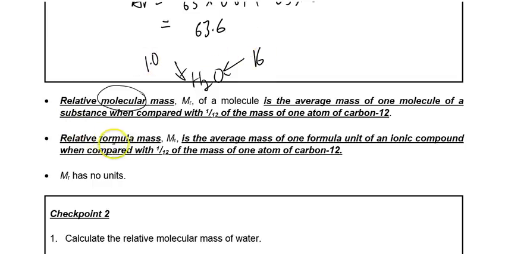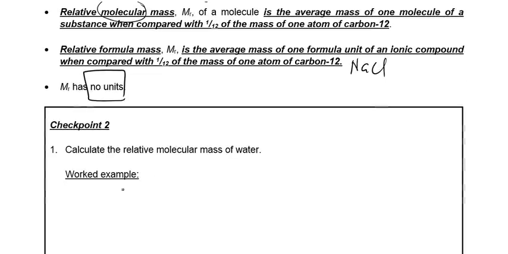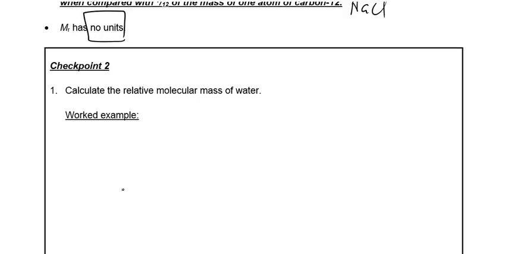Relative formula mass is used for ionic compounds. Same thing, we add up all the relative atomic masses in the ionic compound. For example, NaCl, Na is 23, chlorine is 35.5. Add them up and we have the relative formula mass of sodium chloride. Again, MR has no units. So let's do a quick checkpoint here. What is the MR of water?